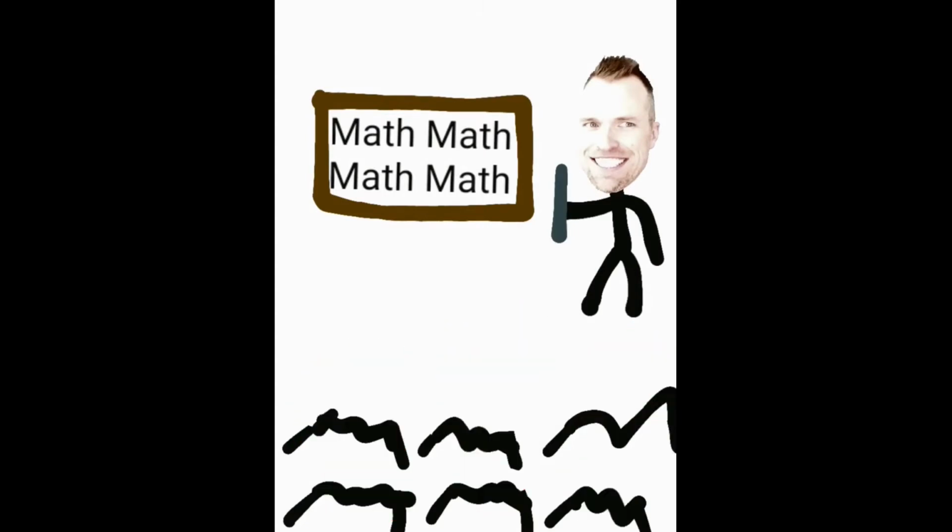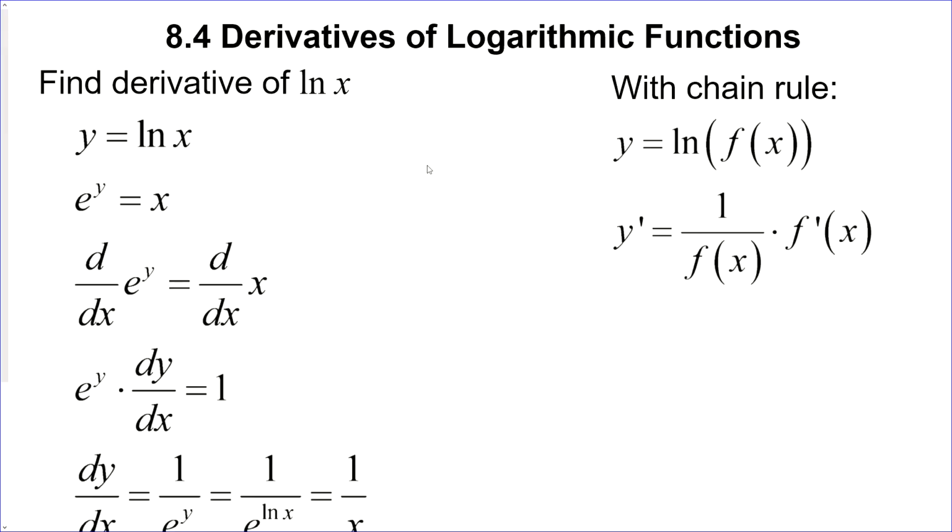math. Oh man, again? 8.4, derivatives of logarithmic functions. We're first going to find the derivative of the natural log of x. So we're going to set up our equation here, y equals the natural log of x, and then we're going to rewrite it. And we're going to reduce it to a previously solved problem.